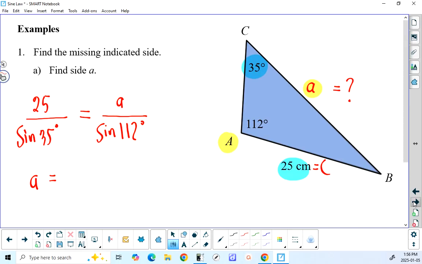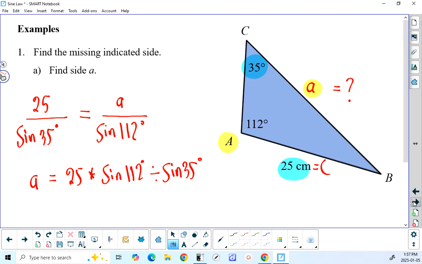When you cross multiply, what you're going to end up having to do is take 25, multiply by sine of 112. My smartboard is a little glitchy right now for some reason. Let me see if I can fix that. Multiplied by the sine of 112 degrees. And then, of course, we have to divide by the sine of 35 degrees. We've done enough cross multiplication in different parts of this unit that you should know how to do this.